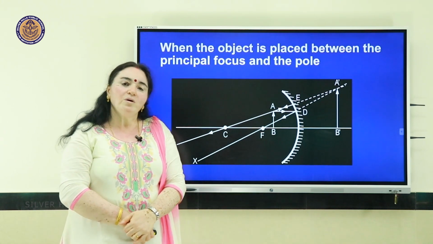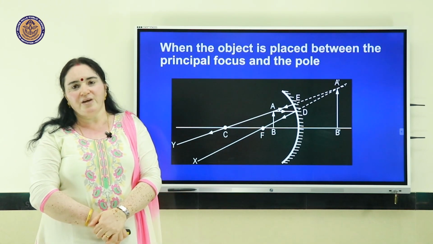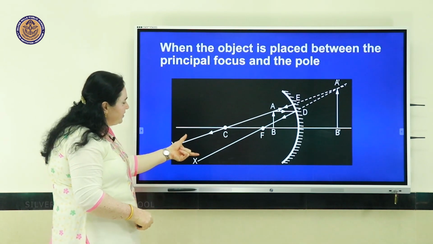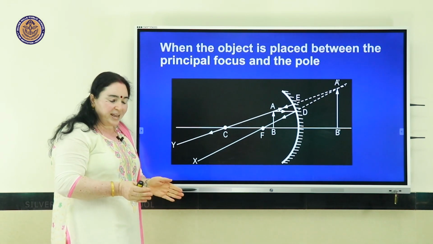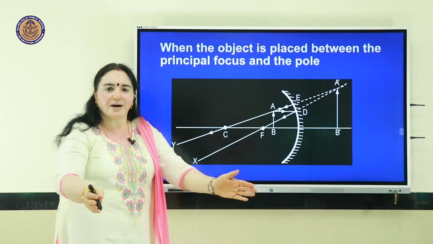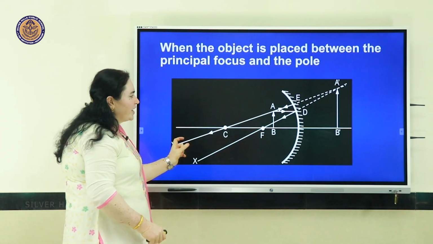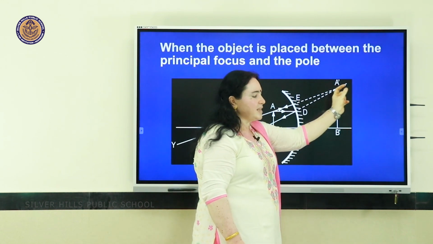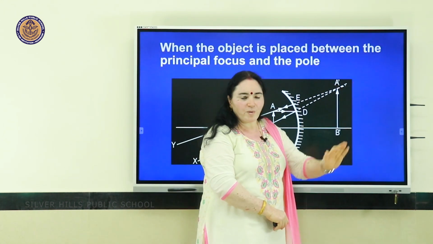Right. Now, how is the image going to be created? When I have a nice look at it, the reflected rays of light are like diverging away. They are moving apart, right? So I tried a trick. I tried to put some dotted lines and stretch these two lines towards the other side of my mirror.